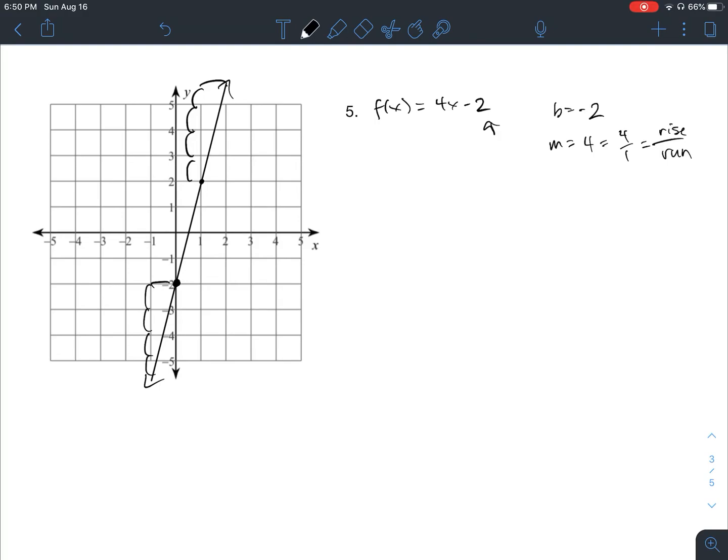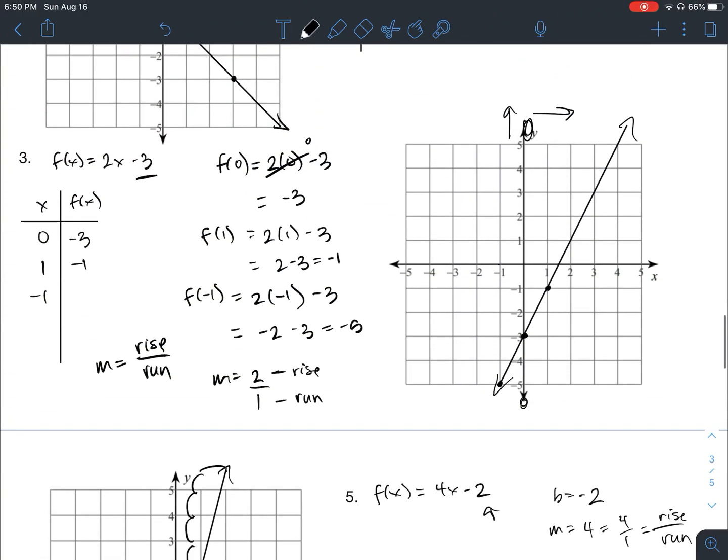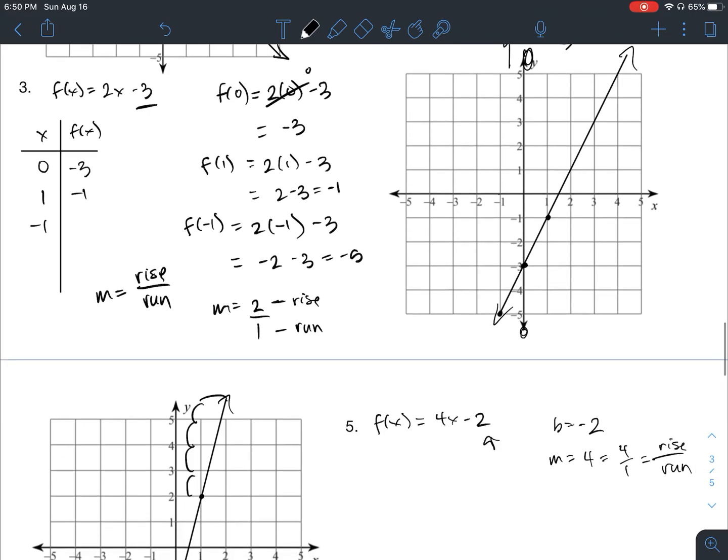So you don't always have to just use a table. If you have your slope and your y-intercept, you can just go for it and probably save yourself time. But also, the table helps you understand and helps you see inputs versus outputs to see the relationship.